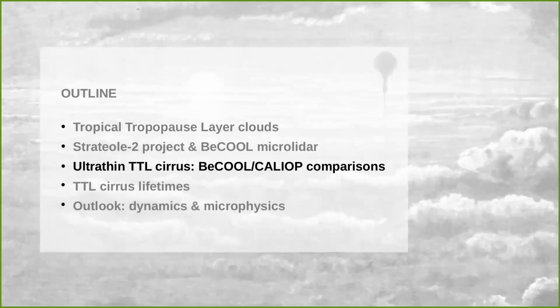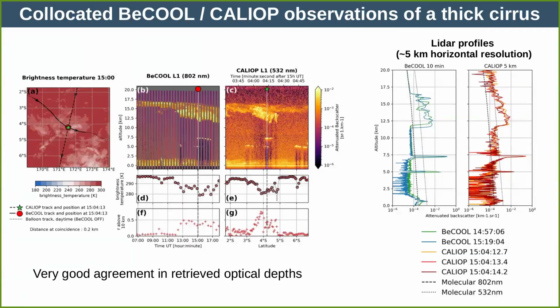So the first thing we wonder when we have this observation is how does it compare to Calliope observations from the satellite Calypso. So here is the first case study of collocated measurements of BeCool and Calliope. Actually, the satellite really flew above the balloon and across its track. On the ground, the distance at coincidence is less than 200 meters.